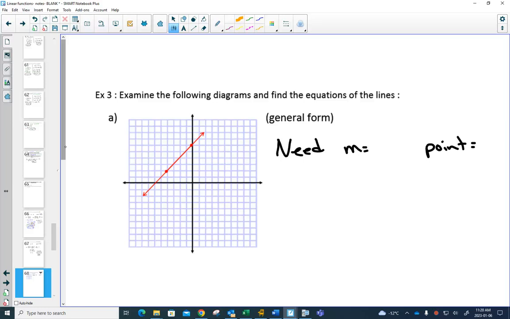Could you see from the graph that there's 2 points that there's dots on? You could label those 2 points. This one looks like it's at 4 over 2 up, negative 4 comma 2. And this one happens to be 1, 2, 3, 4, 5, 6 up, 0 comma 6.